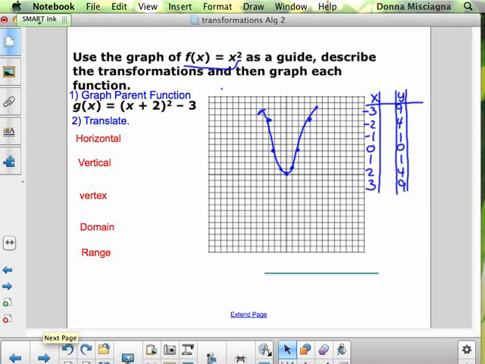All right, so now let's look at the translation. Now we have two translations. We have a horizontal translation and a vertical translation. So we're going to add or subtract the horizontal translation to the x and add or subtract the vertical translation to the y. The horizontal translation is x plus 2, so x plus 2 is left 2. So we're going to subtract 2 from all the x's.